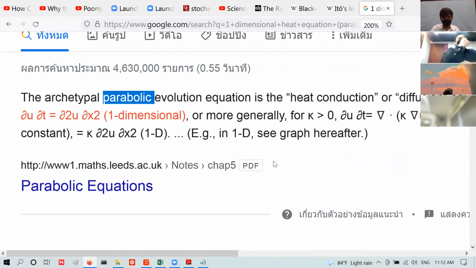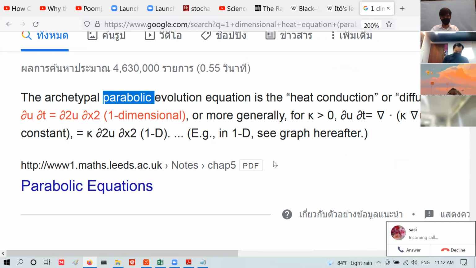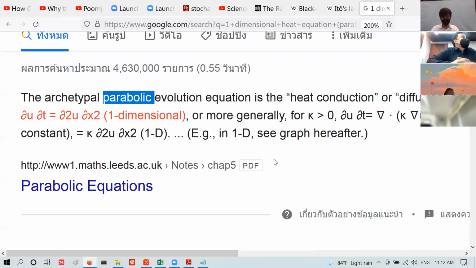So not only is it a second order differential equation, which is relatively simple, it's also the simplest version of second order. Okay, so that's that.